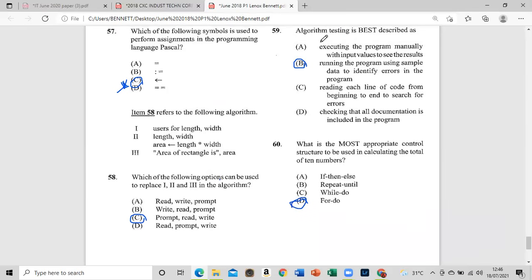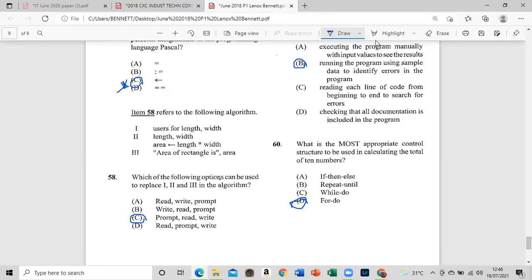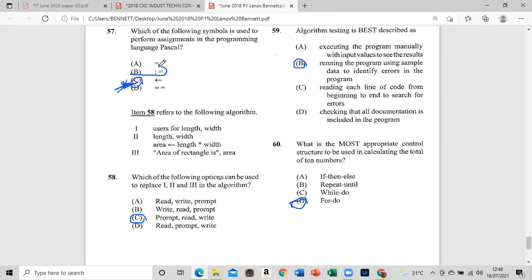All right, so we have an update on 57. Guys, it's actually B that is the answer. So there we have it. B is the answer for 57.